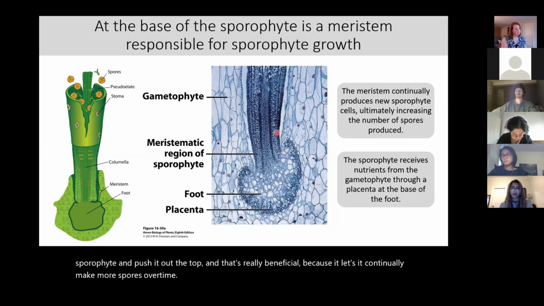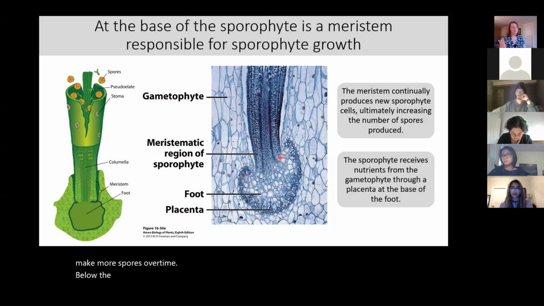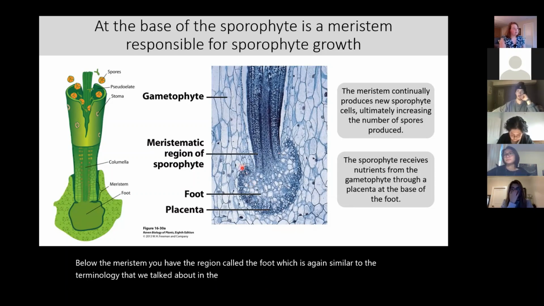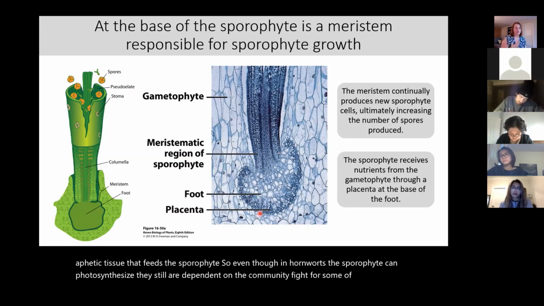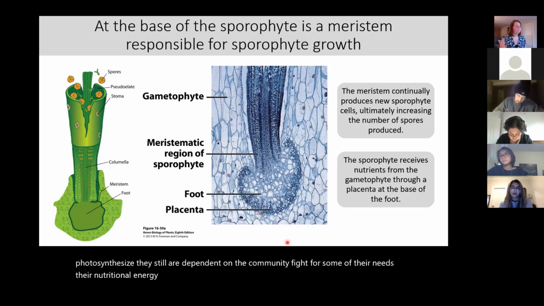Below the meristem, you have the region called the foot, which is again similar to the terminology that we talked about in the liverworts, as well as the placenta, which is gametophytic tissue that feeds the sporophyte. So even though in hornworts the sporophyte can photosynthesize, they still are dependent on the gametophyte for some of their nutritional energy and food needs.